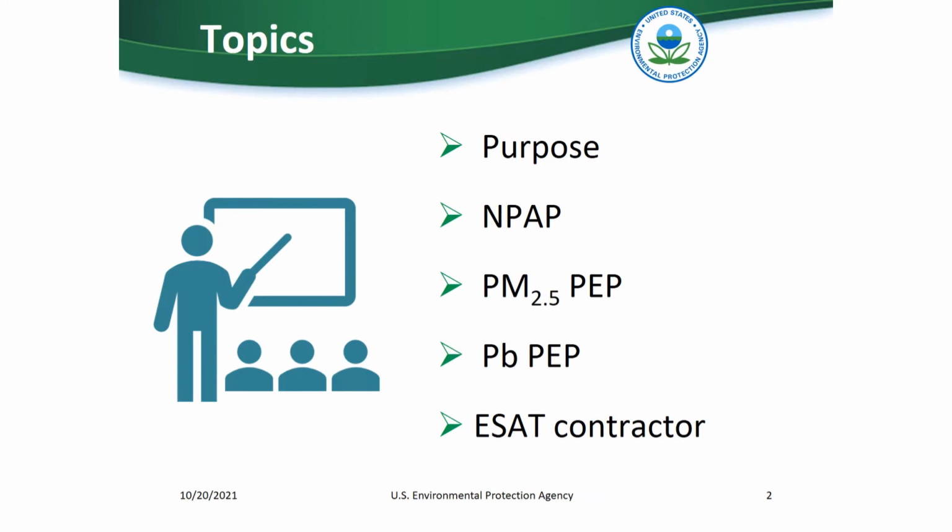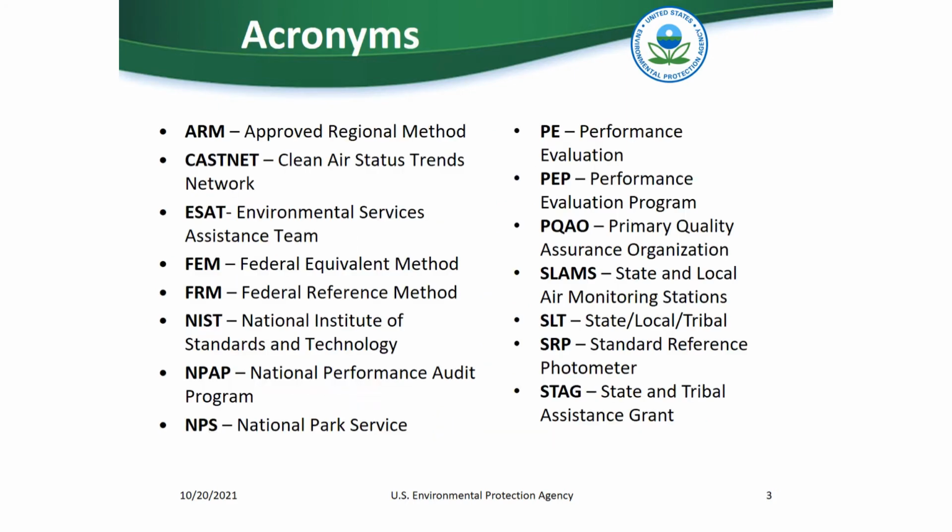This presentation will briefly cover the purpose and requirements of the National Performance Evaluation Programs. So we'll start with the purpose, then go into NPAP, PM 2.5 PEP, lead PEP, and some information on the ESAT contractor that the EPA uses. This is a list of acronyms that are used later on in the presentation, and you can reference back to this slide.